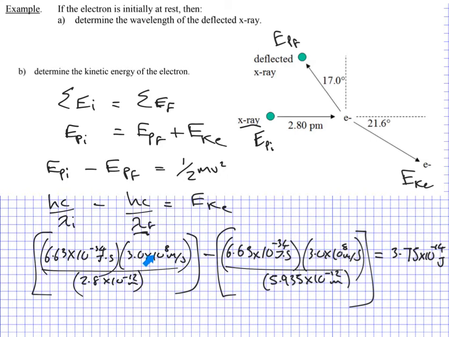And we're going to use the speed of light. This is the wavelength of the initial photon. This is the wavelength of the final photon. And there's our answer, 3.75 times 10 to the negative 14 joules.